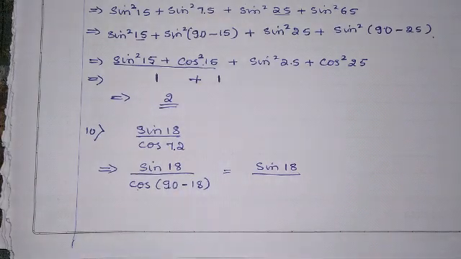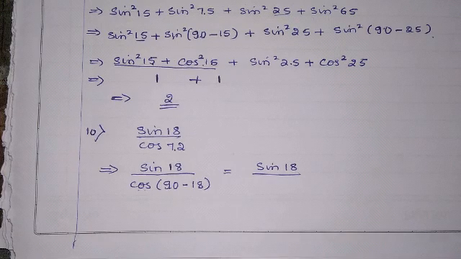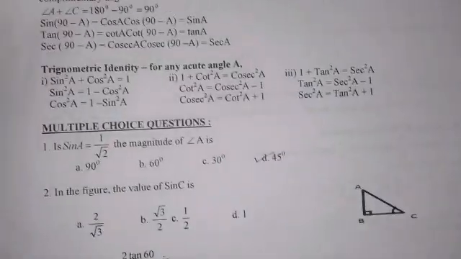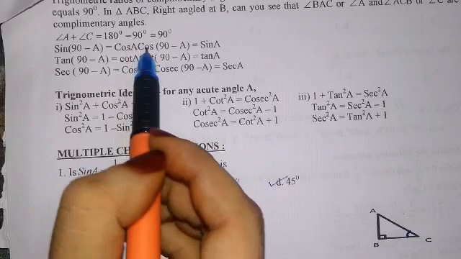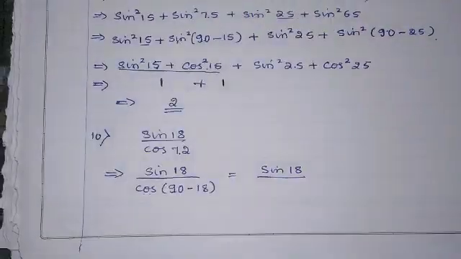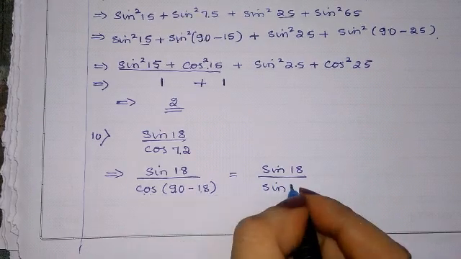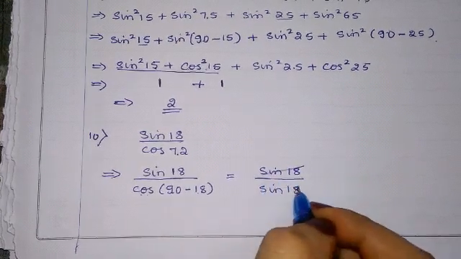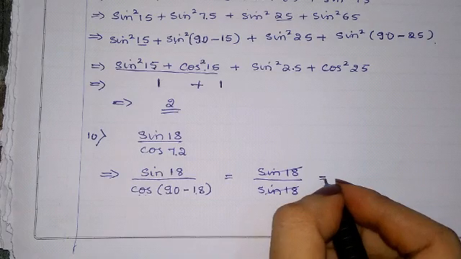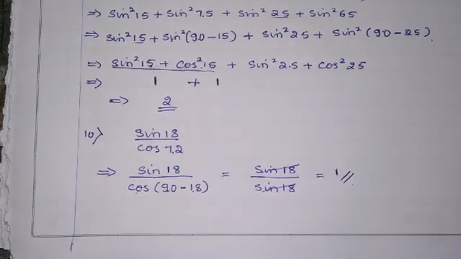Now sine 18 I'll keep as it is, upon cos of 90 minus 18. Based on the formula, cos of 90 minus A is what? We can see here, where is the formula paper? Here. Okay. We can see here cos of 90 minus A is sine A. So cos of 90 minus 18 is sine 18. Sine 18 gets cancelled. The answer is 1. So here the correct option is 1.